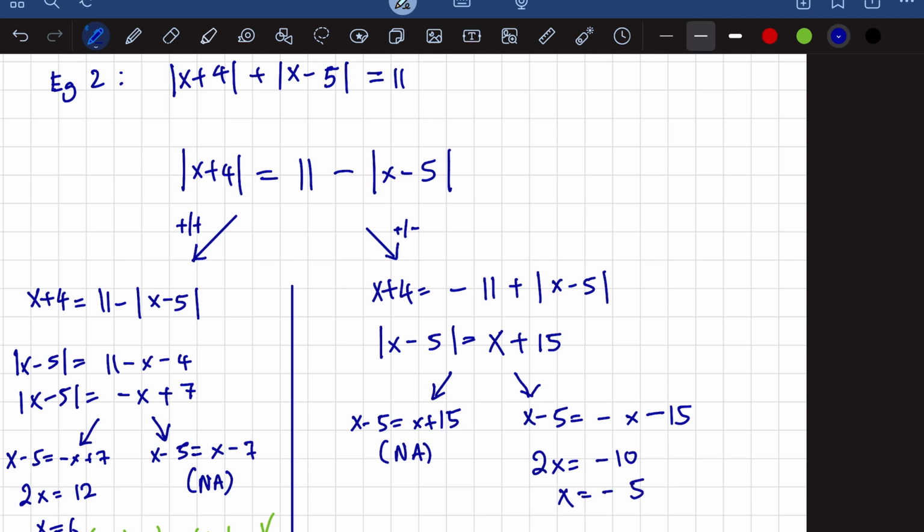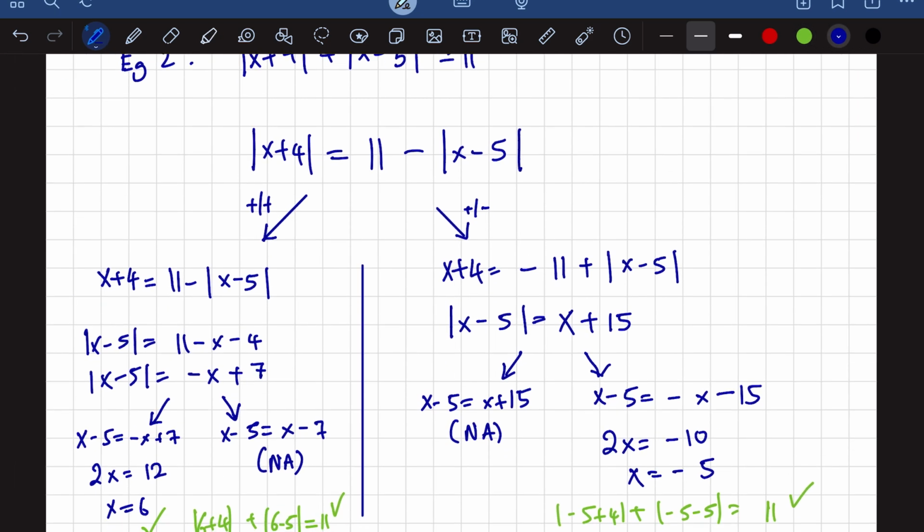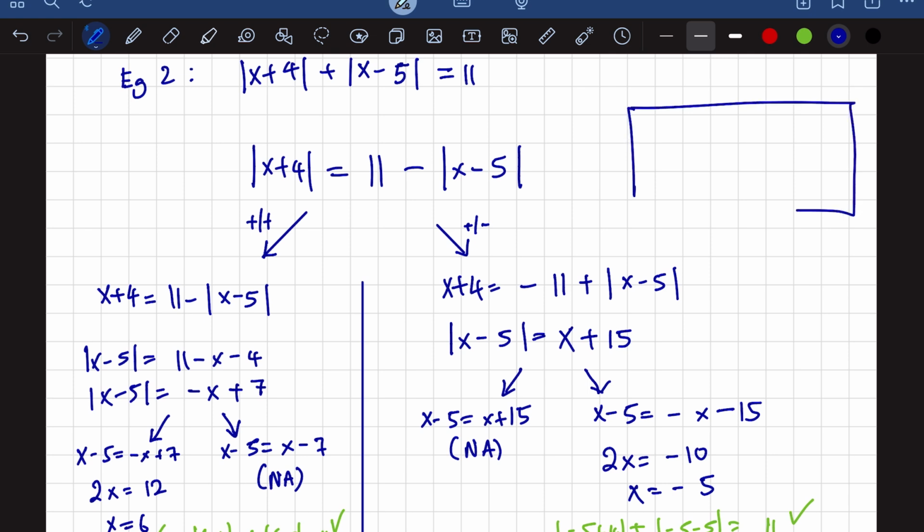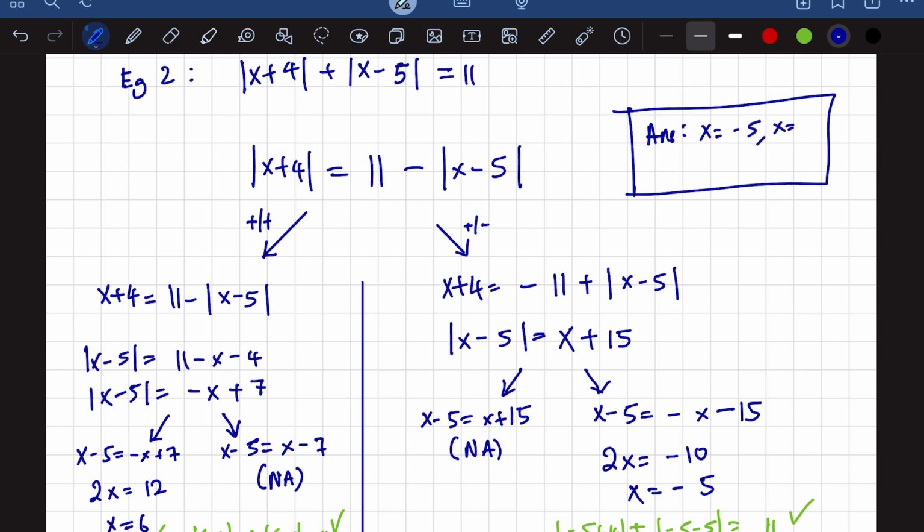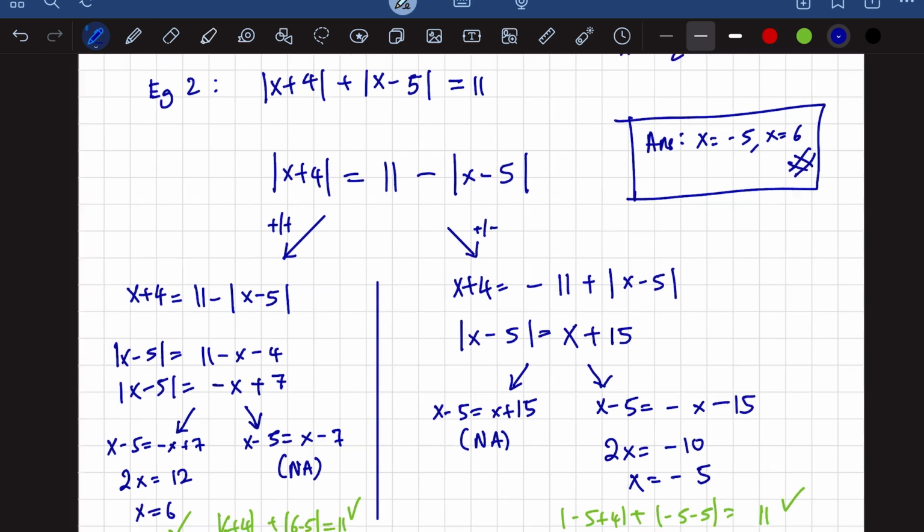All right, let's double check that. So |-5 + 4| + |-5 - 5|. Okay, let me do it mentally. So that is -1, so 1. So it's 11 as well. Yep, so it is true. All right, so all in all, we have two answers. So maybe we put here, our answers is going to be, oops. So our answers, basically it's x = -5 and x = 6. All right, so that's our final answer.